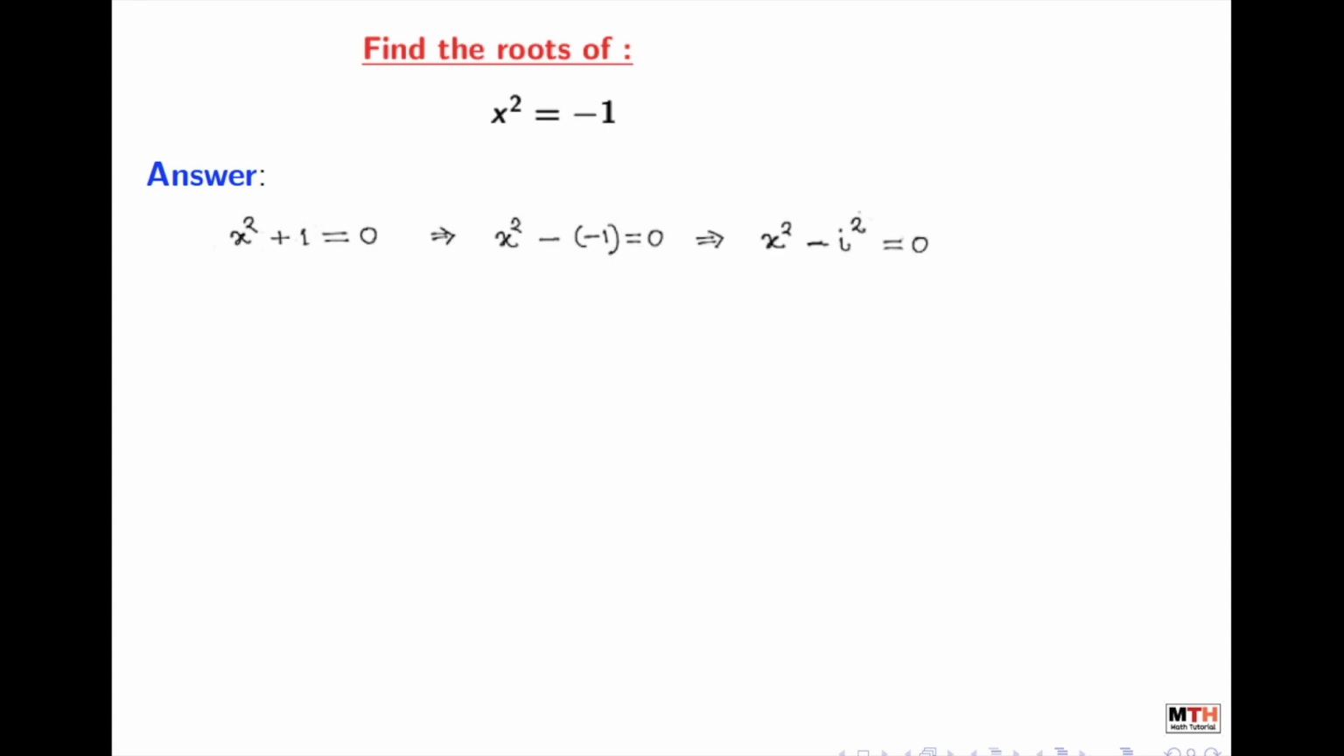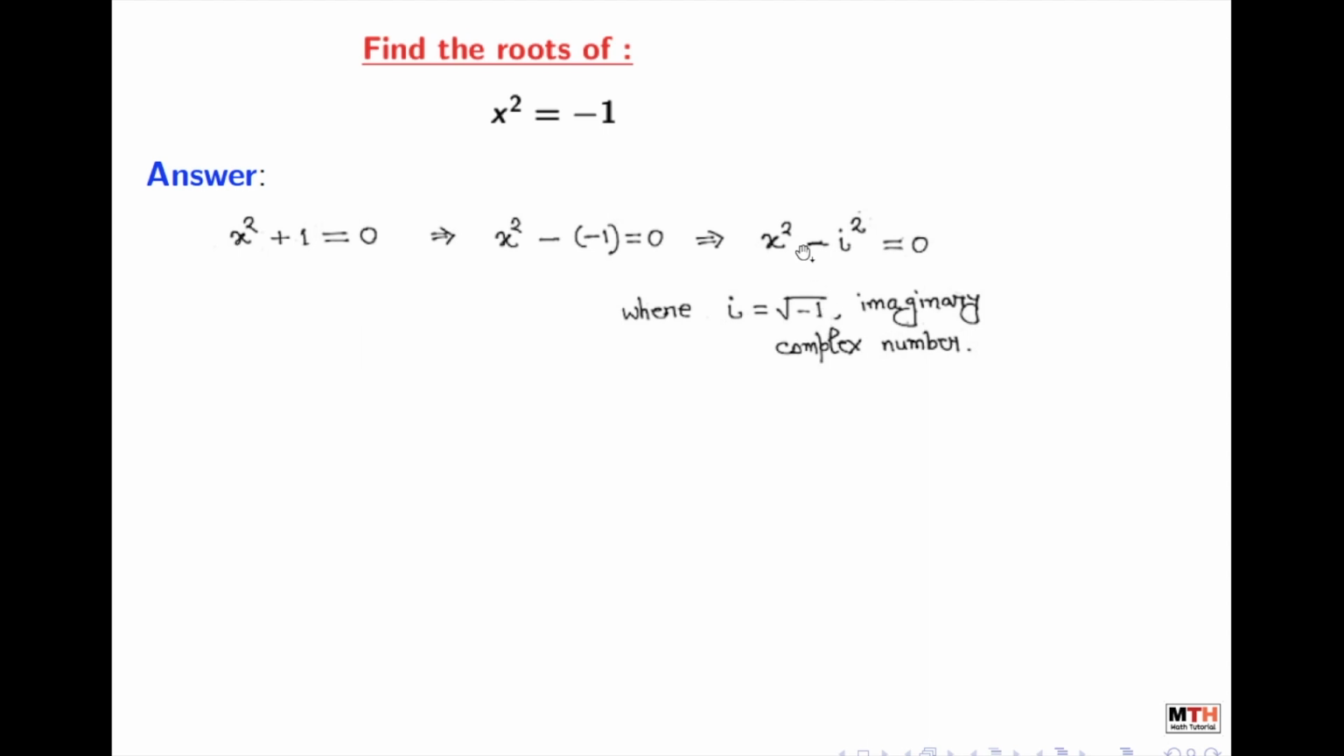And now look that we can write it as x square minus i square is equal to 0. And here note that i is an imaginary complex number, and the value of i is square root of -1.